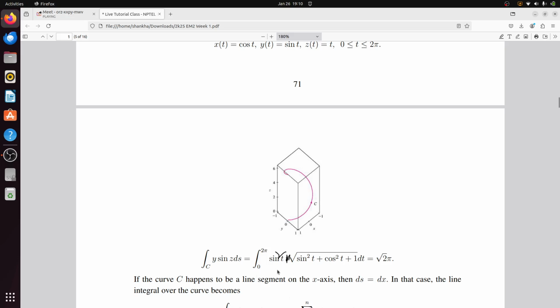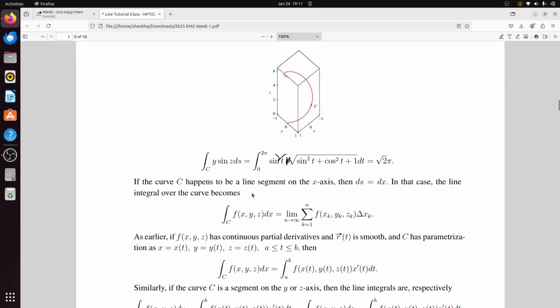And then cos 2t को इंटीग्रेट करोगे तो sin 2t by 2 बन जाएगा. From 0 to 2 pi, sin 2t by 2, but your t is 2 pi, then that will be 0. So only 1 by 2 into 2 pi will come. From that you will get pi. So square root of 2 into pi will be the answer. Okay.